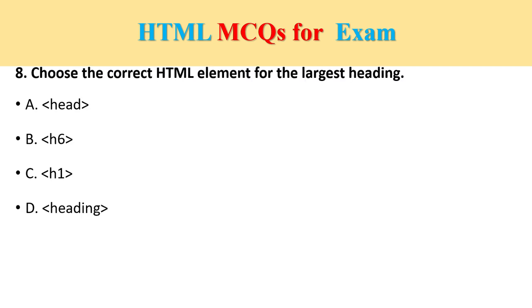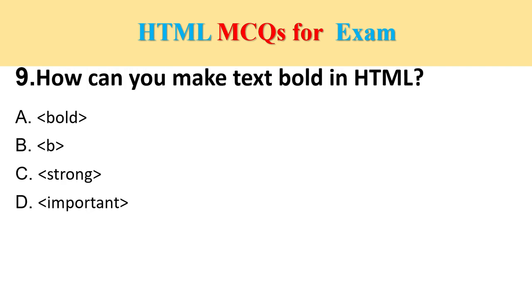Question number 8, choose the correct HTML element for the largest heading. In HTML, there are 6 types of headings. The largest one is H1. 9. How can you make text bold in HTML? To bold the HTML text, we can use the B tag, which is a standalone tag. B is the correct answer.